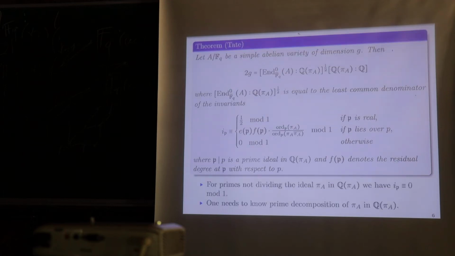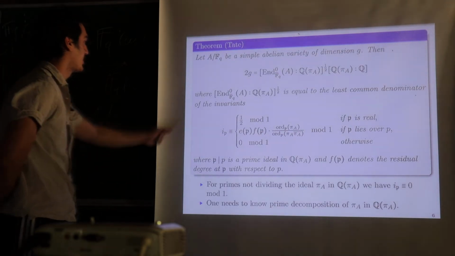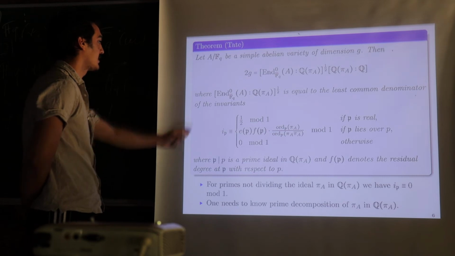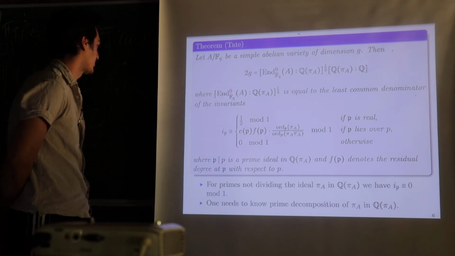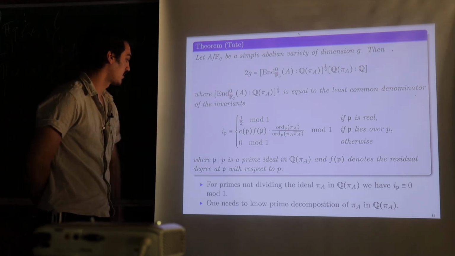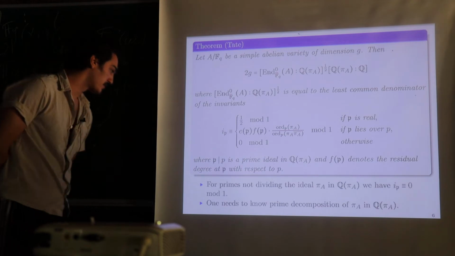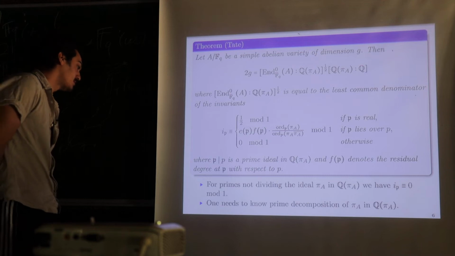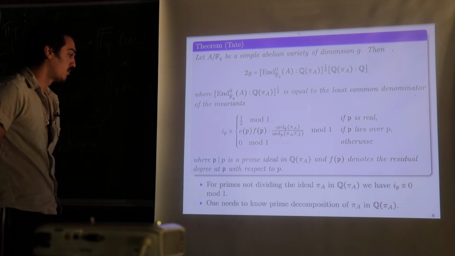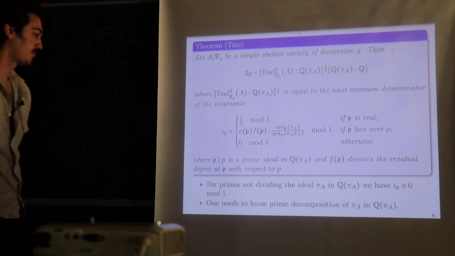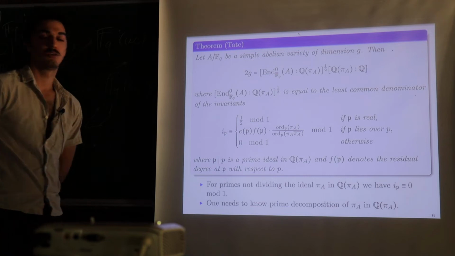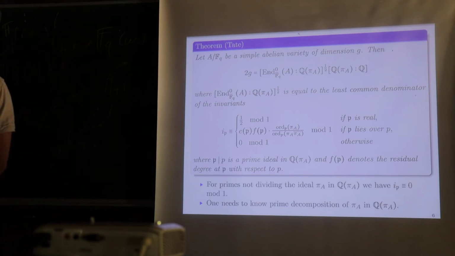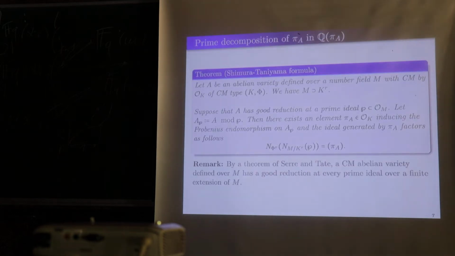Okay. We have invariants. As before, we have this equation. This index is equal to the least common denominator of the invariants, which are those. For primes not dividing the ideal pi A in Q pi A, we have IP congruent to 0 mod 1. One needs to know the prime decomposition of pi A in Q pi A in order to understand the structure of the endomorphism algebra.